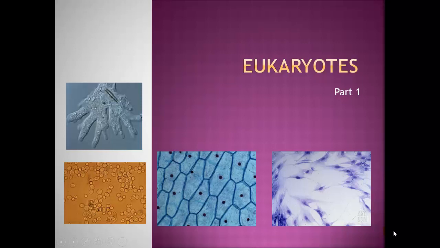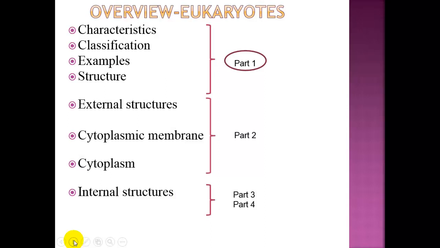Now that we have studied prokaryotes in detail, let us look at eukaryotes next. The study of eukaryotes has been divided into 4 parts, this one being part 1. First, we will look at the characteristics, classification, examples, and structure of a eukaryotic cell. Part 2 will cover the external structures, cytoplasmic membrane, and the cytoplasm. Parts 3 and 4 will consist of the study of the internal structures of eukaryotes.